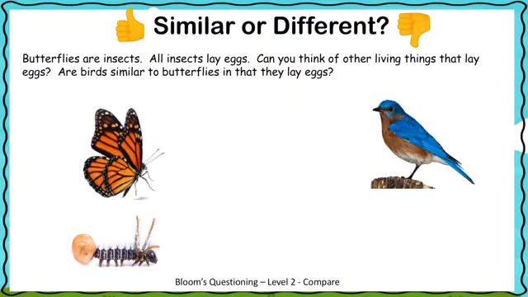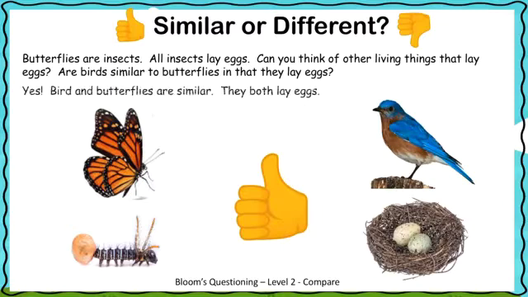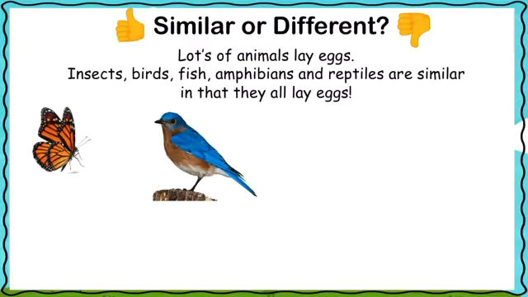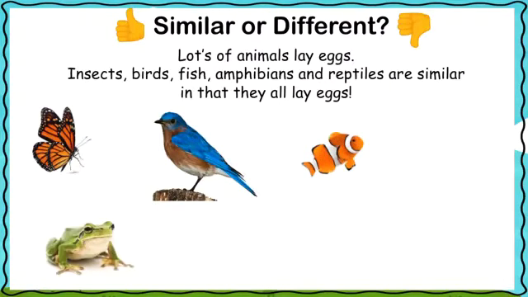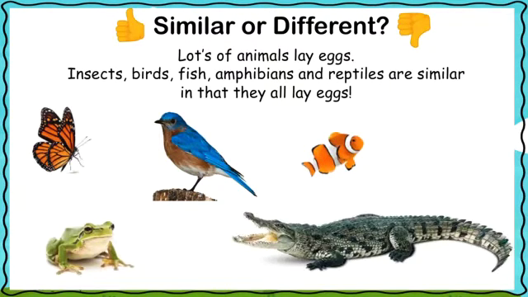What about birds? Are birds similar to butterflies in that they lay eggs? Yes! Birds and butterflies are similar. They both lay eggs. A lot of animals lay eggs. Insects, birds, fish, amphibians, and reptiles are similar in that they all lay eggs.